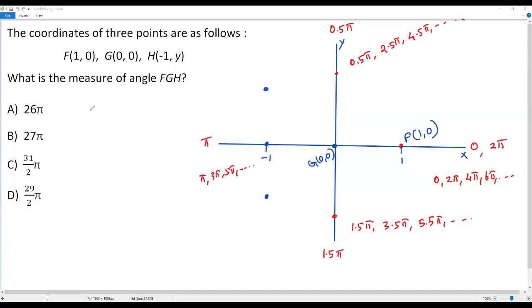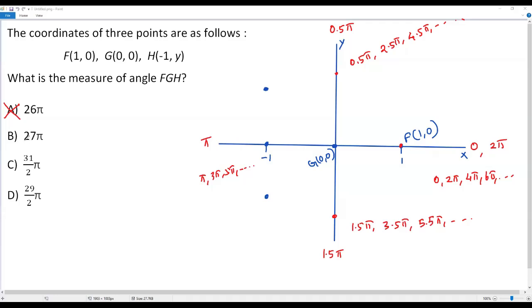Okay, now let's find the terminal side of each angle measure in the given answer choices. Let me go to answer choice A. We have 26 pi. That is, we have an even number of pi. Just now we discussed we have even number of pi on the positive side of x-axis over here. But according to the discussion we have done already, the possible locations of the point H are in the second quadrant, or on the negative side of the x-axis, or in the third quadrant. But the terminal side of this 26 pi is on the positive side of x-axis. So this cannot be the measure of angle FGH. So we can reject answer choice A.